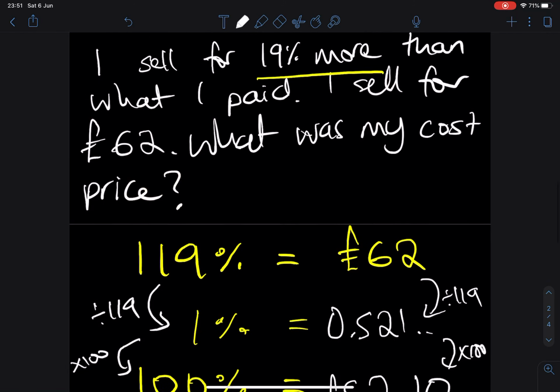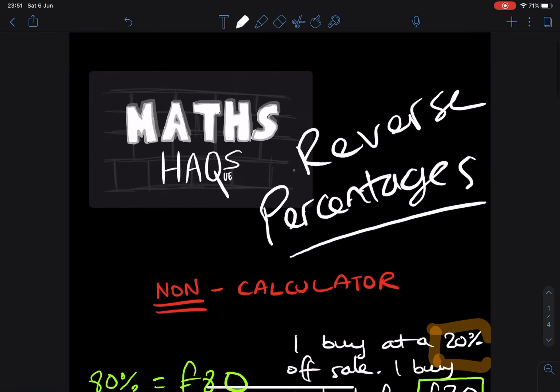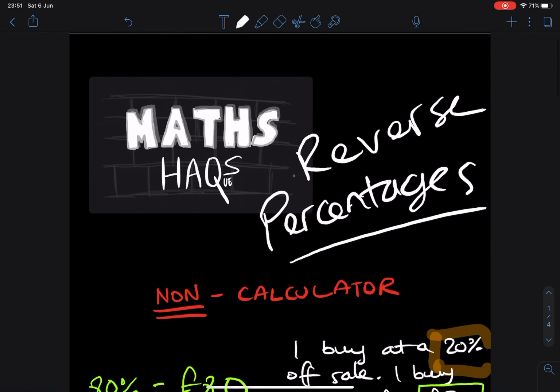So hopefully that clarifies a bit more about reverse percentages. In the next video, we will do reverse percentages using the multiplier calculator method.